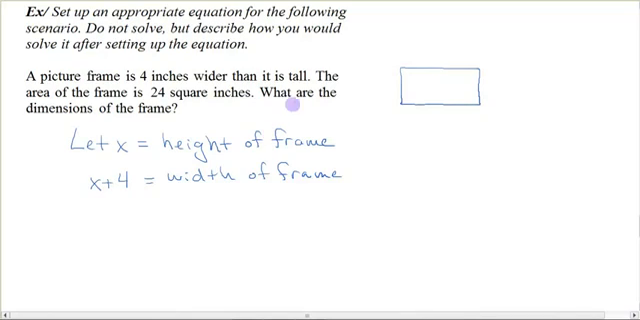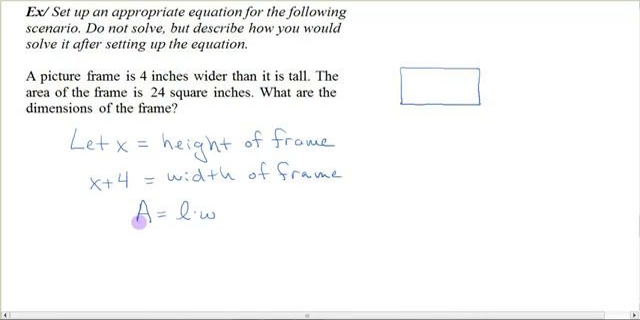Then it says that the area of the frame is 24 square inches. What are the dimensions of the frame? That must mean that we're going to have to use the area formula for rectangles. Can't use the same formula as we did with squares because the sides are not guaranteed to be equal. So we're going to go ahead and find the area of a rectangle is length times width. Again, that's on your back fly page of your book, or you can also look it up in the ebook.